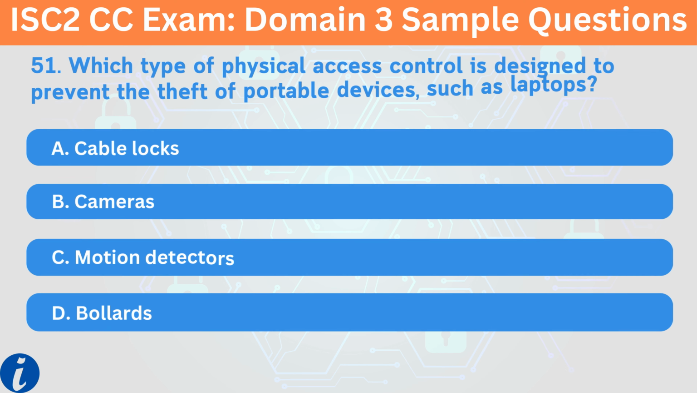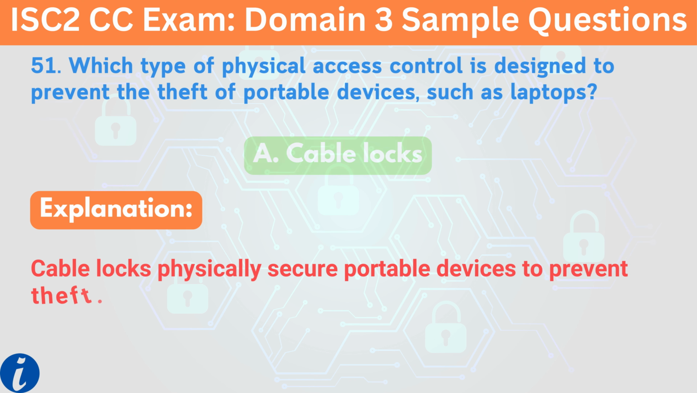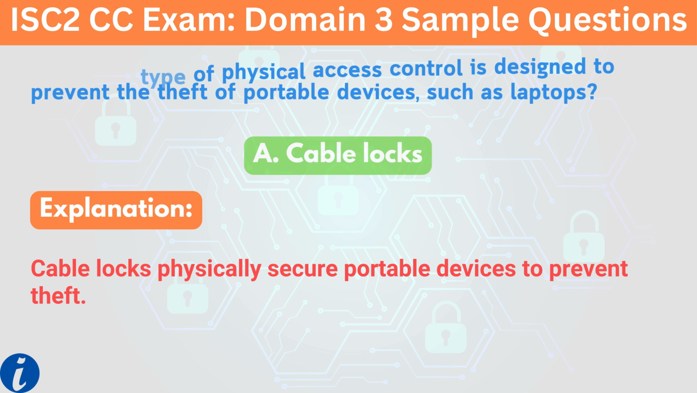51. Which type of physical access control is designed to prevent the theft of portable devices, such as laptops? A. Cable locks. B. Cameras. C. Motion detectors. D. Bollards. The correct answer is A. Cable locks. Explanation: cable locks physically secure portable devices to prevent theft.